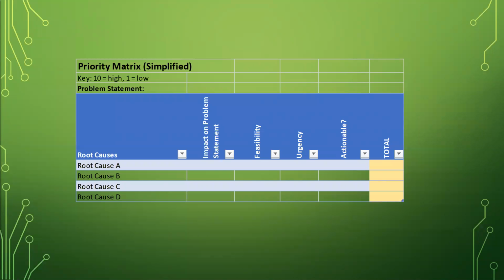So for each of those, you would assign a number and then total them up at the end. And the higher the number in the total column, the more feasible and likely it would be that you would be able to actually act on that root cause. So it gets a higher priority.